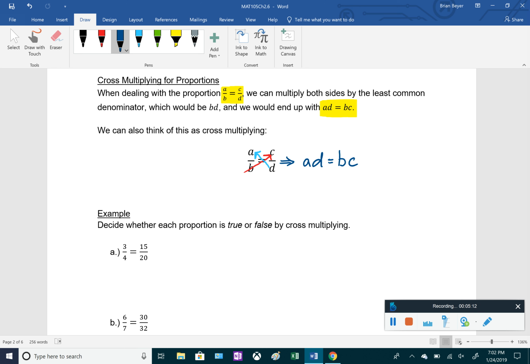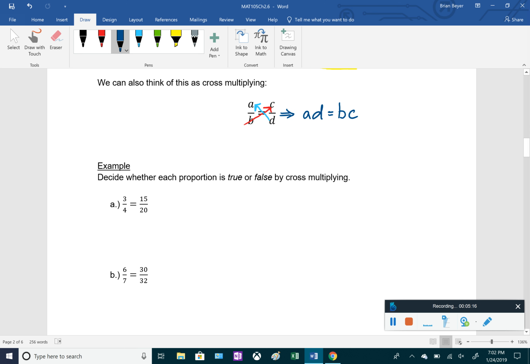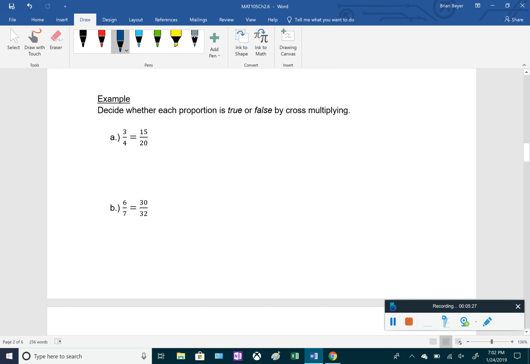Okay, so that's all cross multiplying is. It's pretty simple. So let's do some examples so we don't have to work with generic letters, so you can actually see numbers in action. Let's decide whether each proportion is true or false by cross multiplying. If we want to know if 3/4 is equal to 15 over 20, obviously we can just reduce the right side of the equation, reduce that fraction and make it equal. But let's do it with cross multiplying.